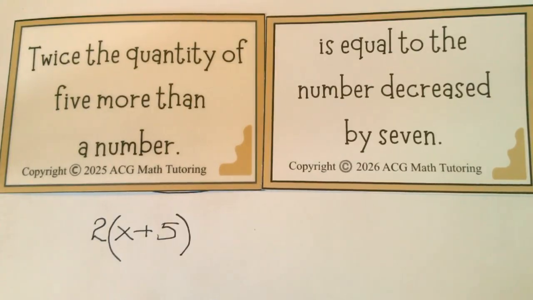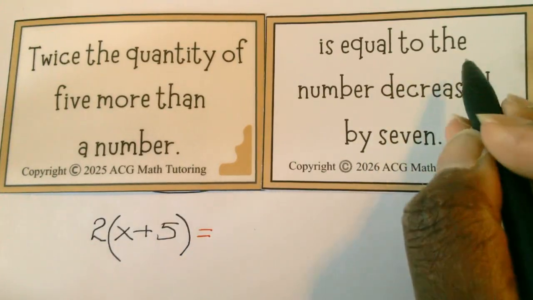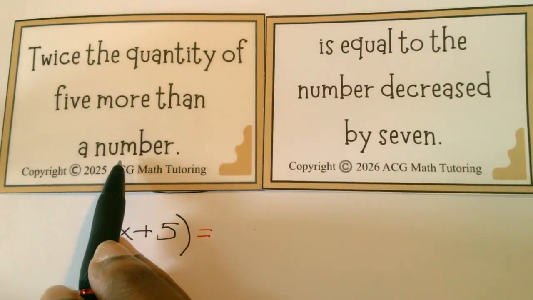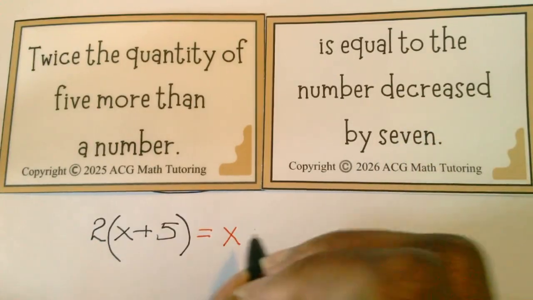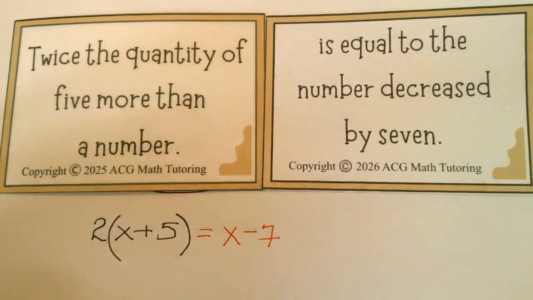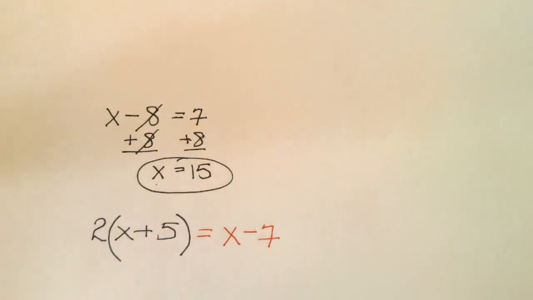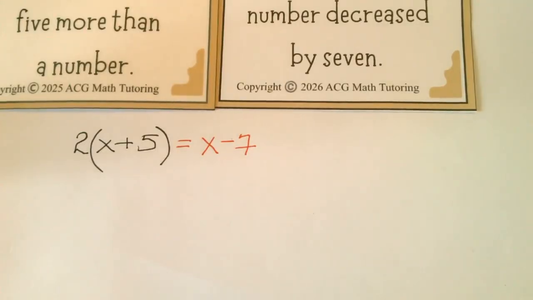Alright. So, is equal to, so we have our equals. The number, so we're using the same number that we got, decreased by 7. There we go. So now, let me just keep this one up here because the previous one's up there. I don't want to confuse you. So, what do we do first? All my great mathematicians out there, what are we going to do first?